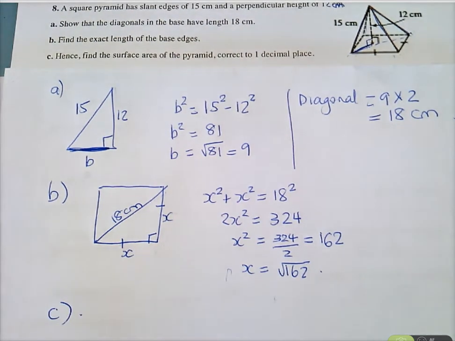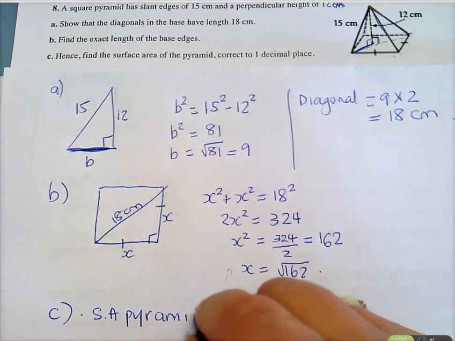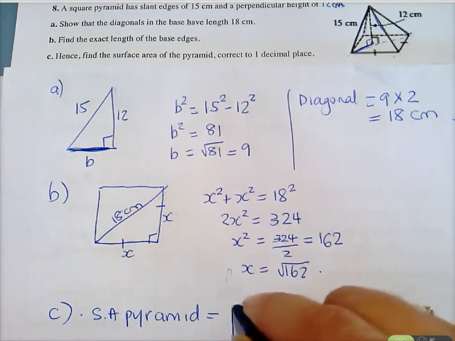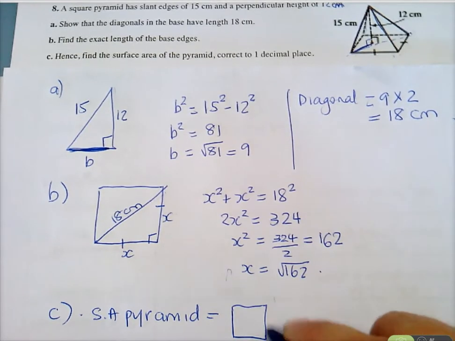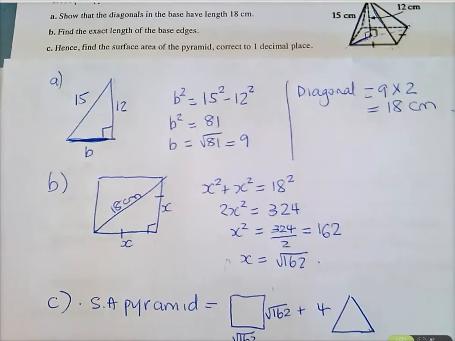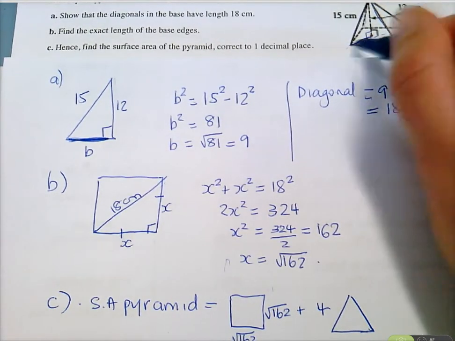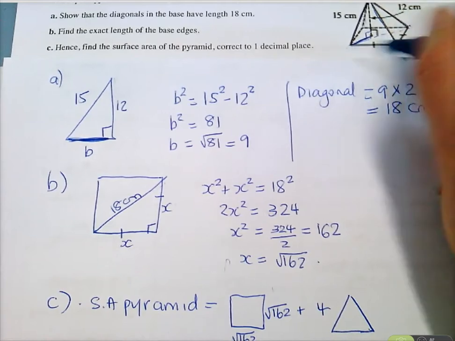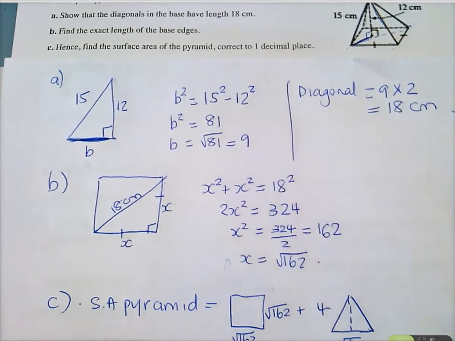The next part of the question says to find the surface area of the whole pyramid. So the surface area of the pyramid, what's it made up of? The base, which do we know the side lengths of the base? 162 plus 4 lots of triangles. Do we know anything about these triangles? Here's one of the triangles. Do you know that length? Square root of 162, but the problem is, what's that length?